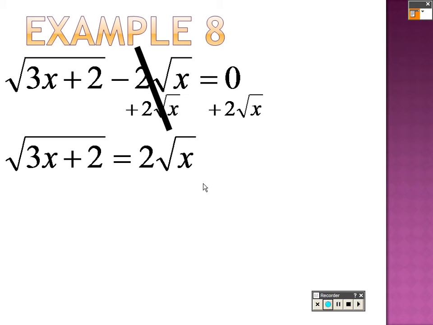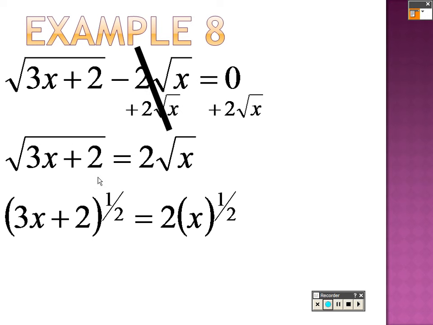The reason why I did this is now I have this root here all by itself. This root isn't by itself, it has a 2 there, but this root is. So now that this root is all by itself, just like the last problem, right? What's the opposite of square rooting something? Squaring it. So all I did again was rewrite it. 3x plus 2 with a root is the same as saying 3x plus 2 to the half. And this is like saying x to the half. So to get rid of halves, I'm going to have to square both sides.